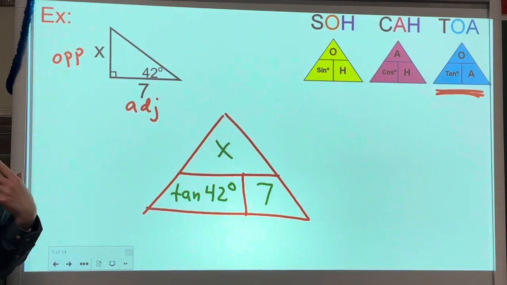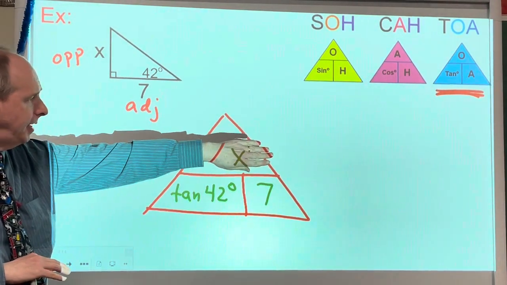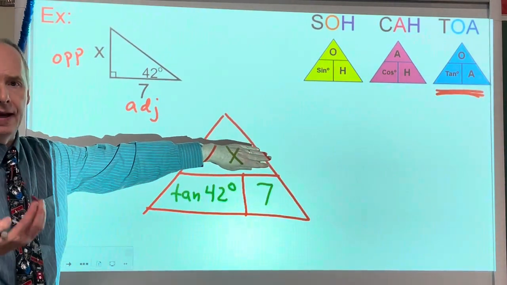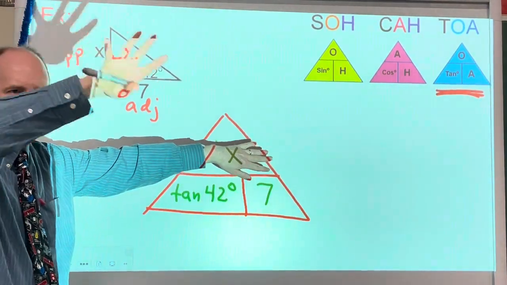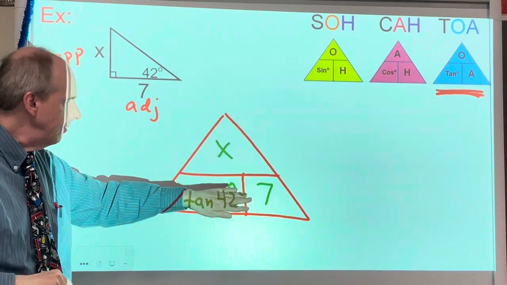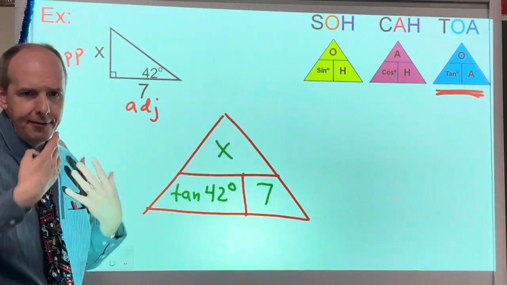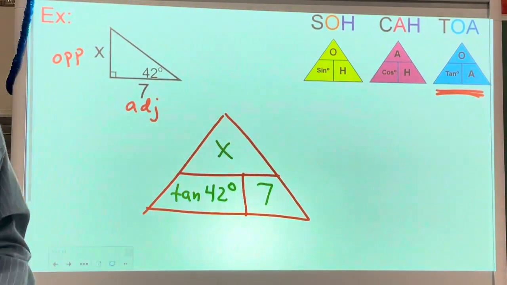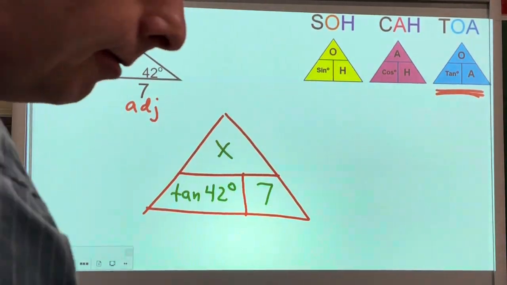To figure out what to do, we cover up the missing piece. Okay, I cover that up, and I've got two things that are next to each other. That's multiply. When you have one thing next to another, that's multiply. When they're on top, one on top of the other, that's divide. We're going to multiply. Tangent of 42 times 7, put it in my calculator, we'll have our answer.